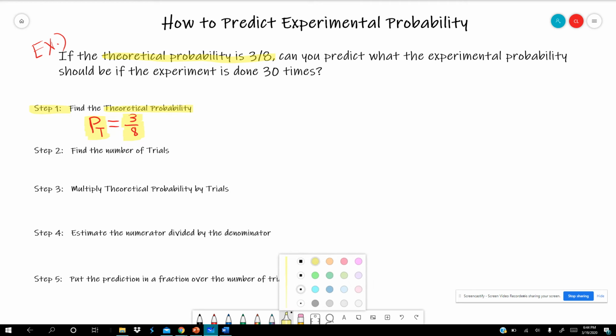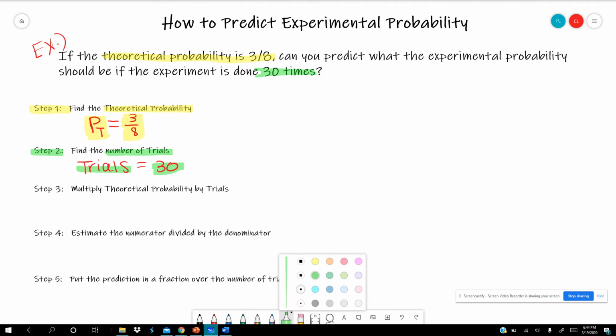Step 2, we're going to do in green. We want to find the number of trials. Trials means the number of times that we're going to do the experiment. So if we read through, if the experiment is done 30 times, that's what's telling us our number of trials. So I'm going to write in our answer: trials equals 30. So trials is 30.